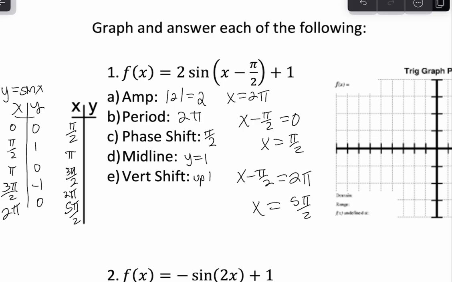For phase shift, I could say to the right. Vertical shift, you could say up or down. If it's positive, we went up. If it's negative, we went down.